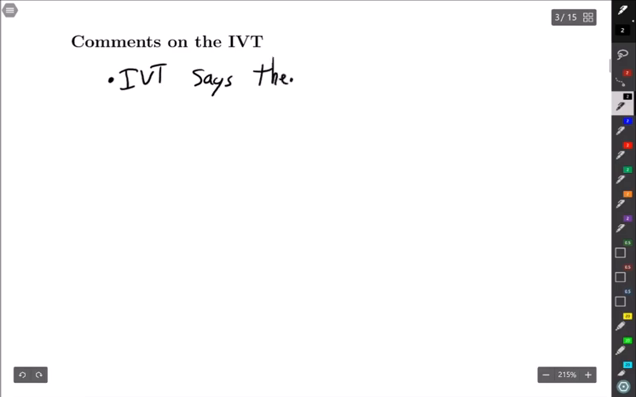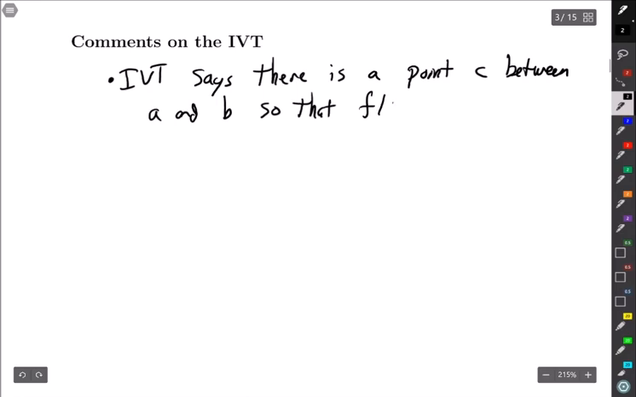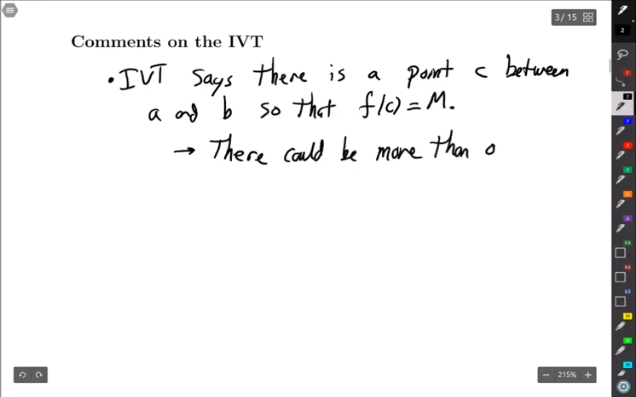So, some comments now on the IVT and what it says and what it doesn't say, importantly. So, the IVT says there is a point C between A and B so that f of c equals m. There could be more than one. We have no way of knowing, but the theorem says there is at least one there somewhere.